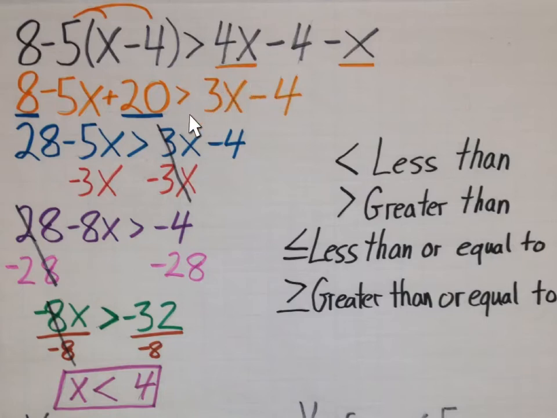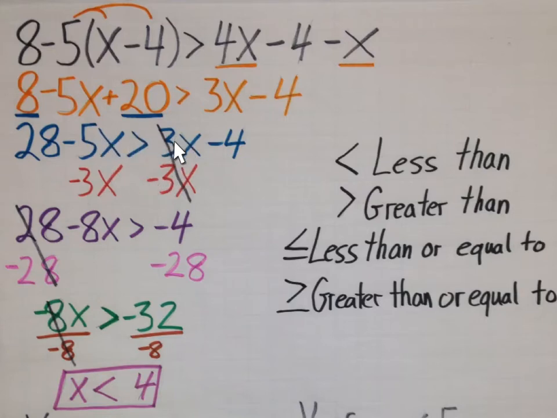Now this side is simplified, here from orange to blue. This side can still simplify. I can still combine the 8 and the 20, giving me 28. So now both sides are simplified. So the next step in solving is to get the x's to one side. So I decided to move the x's to the left side. I always like to move my x's to the left side with inequalities.